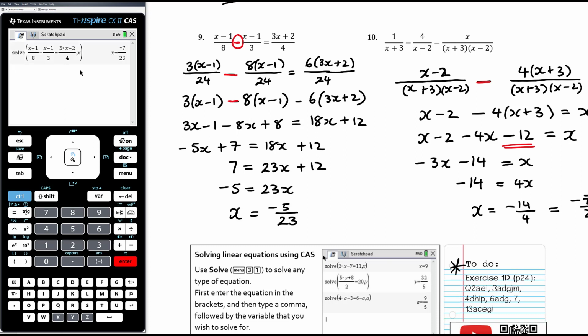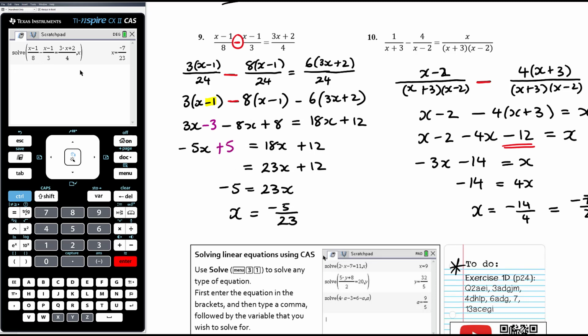Oh, negative 7 on 23. I've made a mistake here. Let me see. What have we done? Back here. I hope you picked up my error. So when I expanded out this bracket here, it should have been 3x minus 3. So that there should have been negative 3. Okay, so that's minus 3 there, which means negative 3 plus 8 is positive 5.